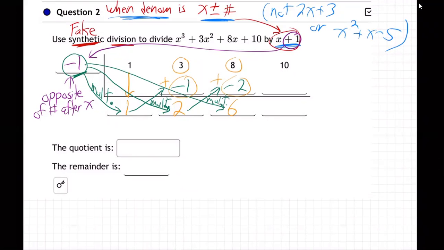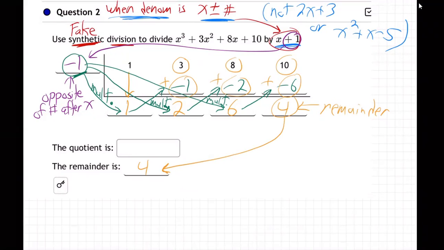Multiply. -1 times 6, -6. And then you add them up. 10 minus 6, 4. This last number is your remainder. Put it right here. Okay, the remainder is 4.